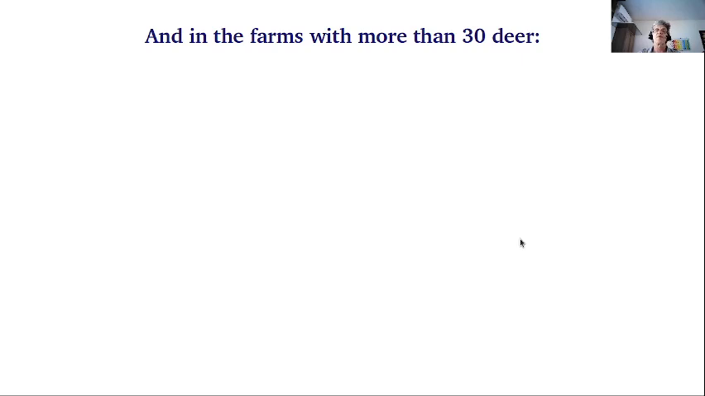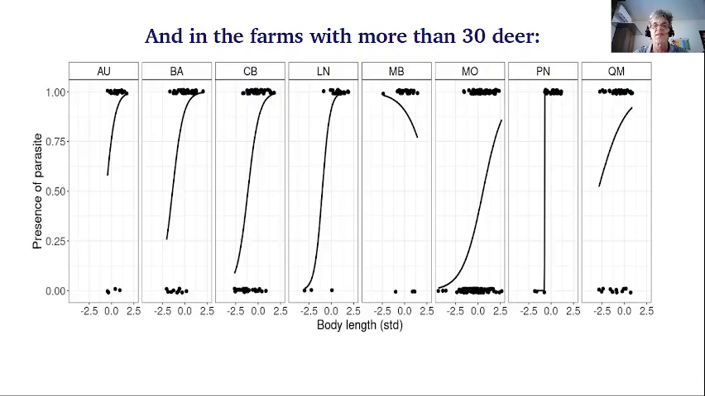Then we explore the relationship between these explanatory variables and the response variable only for those farms with more than 30 deer. These are 3, 4, 5, 6, 7, 8 farms for which we have more than 30 deer, not necessarily of both sexes, but in total more than 30 deer. And here we see that the type of relationship varies, as signaled by this fitted GLM at the farm level, varying significantly in both slope and intercept across farms.